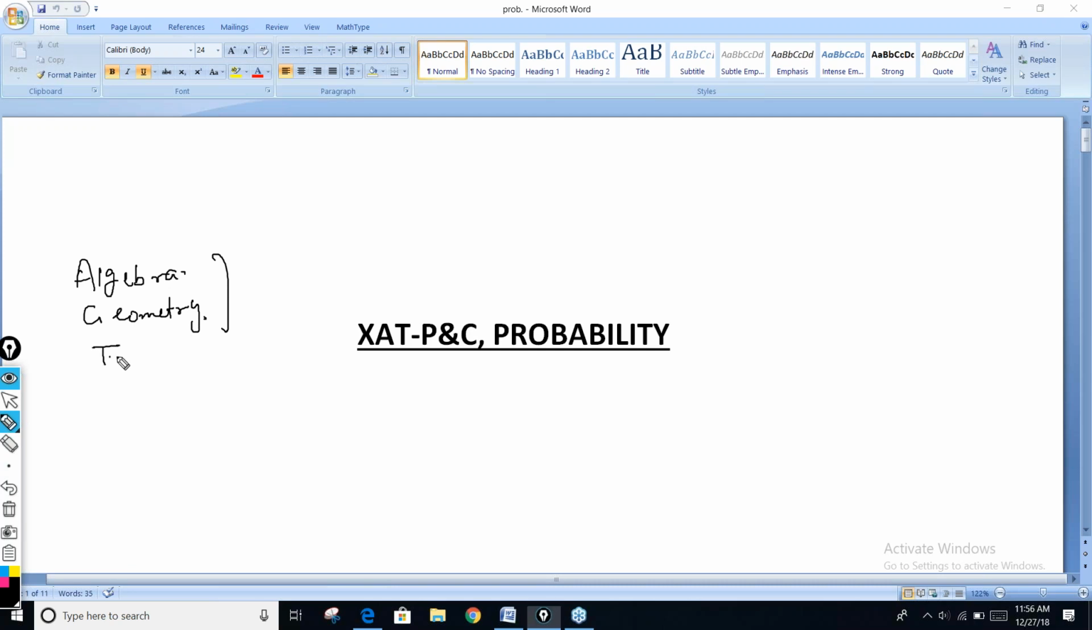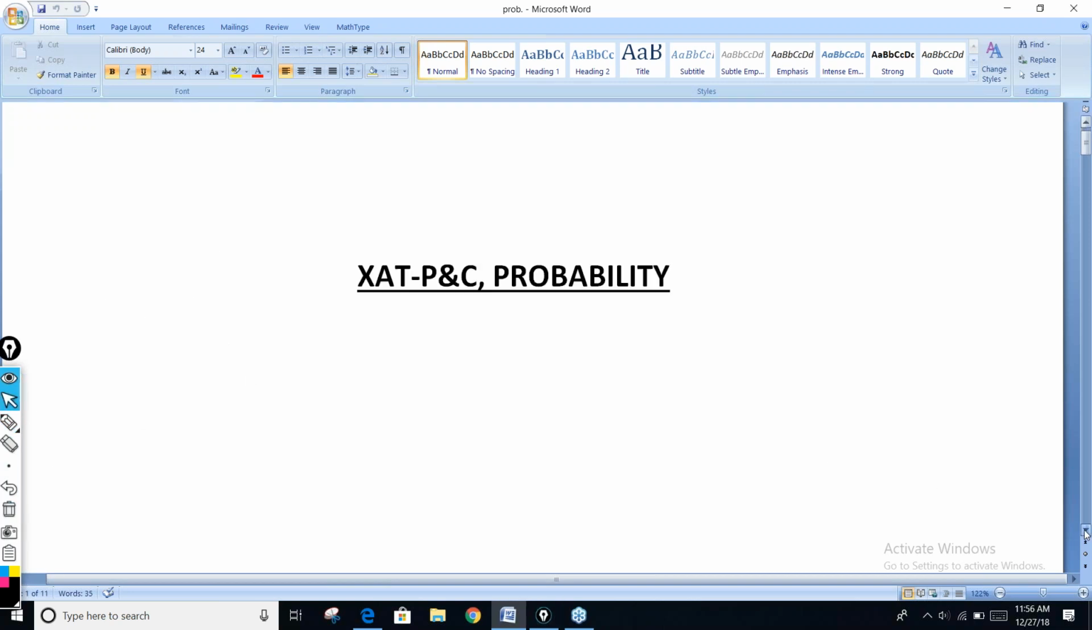Instead of probability, you can do more questions based on trigonometry. If you have not done it in CAT, you should do some questions based on trigonometry. That is more important than probability. But still, we should know the basics and we'll cover all the questions. So let's start with the 2010 paper.